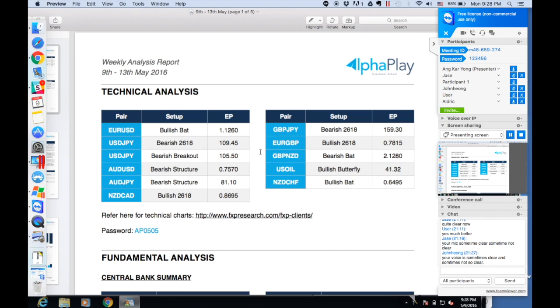The key here is to see, for example, euro dollar, there's a bullish bet. So you go over to that chart and see if you can find that pattern as well. Of course, we have some other setups as well. You want to go over to the chart and practice for yourself before referring to the full signal list, or even before referring to these technical charts over here. Then you need to know what challenges you face, and then you can start asking us questions.